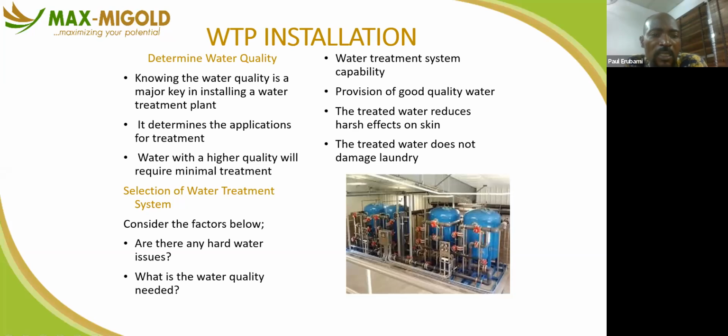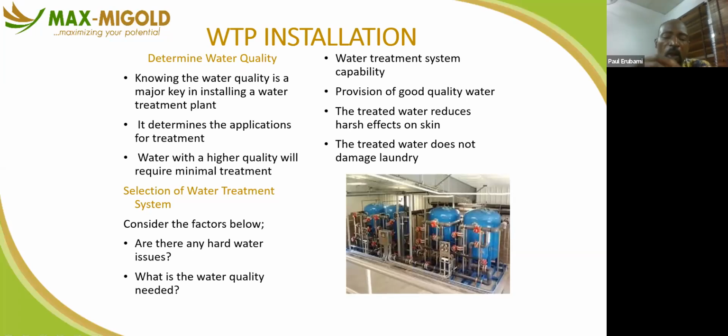So water quality determines the water treatment plant installation. Knowing the water quality is a major key in installing a water treatment plant. It determines the application for the treatment. Water of high quality will require minimal treatment. Then when you want to select your water treatment system, consider the factors below. Are there any hard water issues? Does the water have hardness? If your water doesn't have hardness, there's no need to use a hardness configuration in your water treatment.